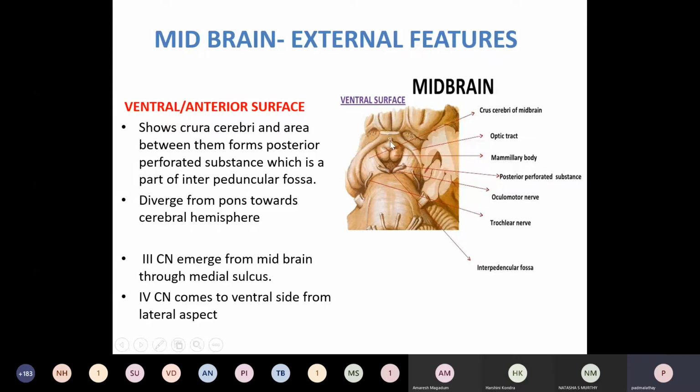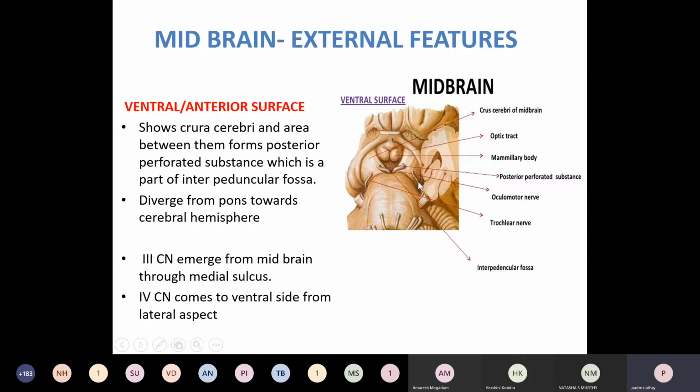These two crura diverge from the pons towards the cerebral hemisphere. As they diverge here, they form a depression called the posterior perforated substance, which contains the mammillary bodies. The third cranial nerve will emerge from the midbrain on the ventral aspect. Whereas the fourth cranial nerve, that is the trochlear nerve, emerges on the dorsal surface of the midbrain, then comes laterally and is seen on the ventral surface.